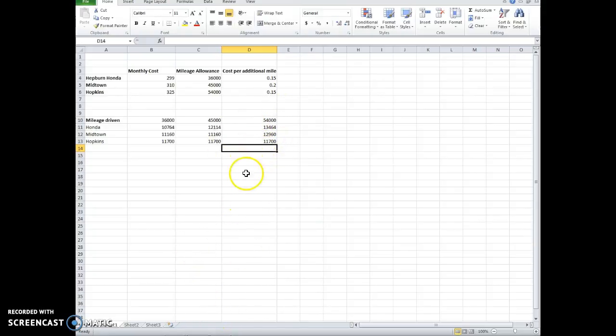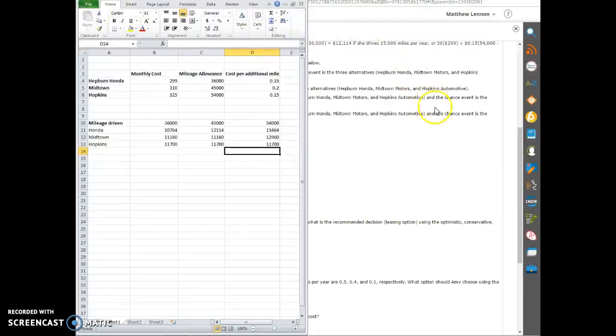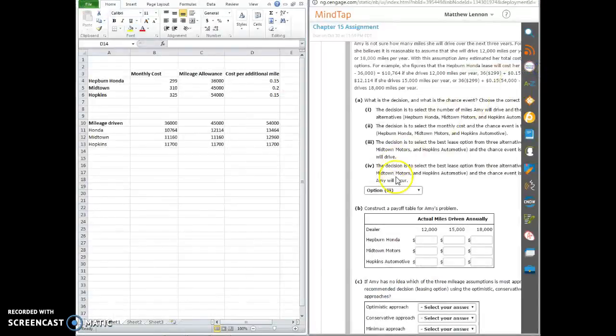So let's go back to the questions. Basically, these are the costs that we need to fill in. So how about I just copy over the first row to make sure we have it right.